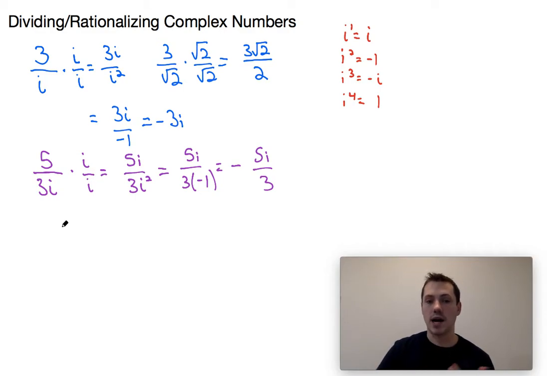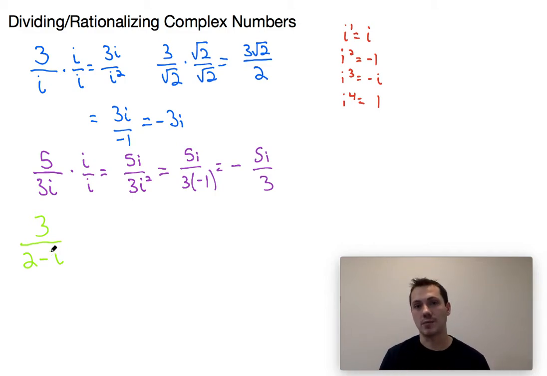What is a little bit more complicated, though, is when you happen to have two values in the denominator, two separate terms. So that might look something like this, 3 over 2 minus I. Now, what do we do when we have a problem like this? So we have to get I out of the bottom. If you just multiply the top and the bottom by I, that's not going to work here.